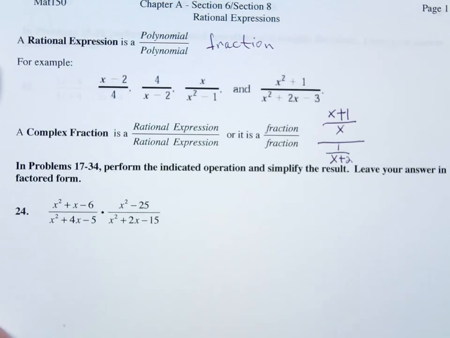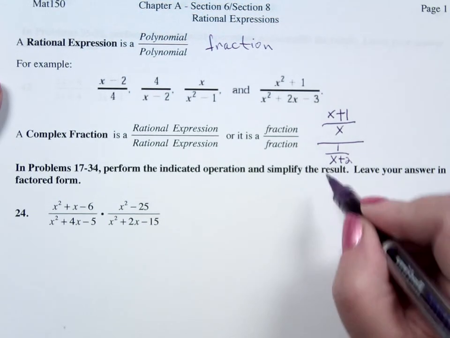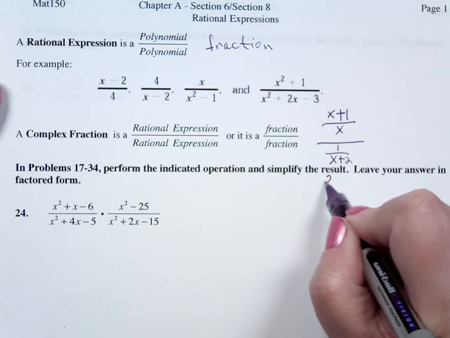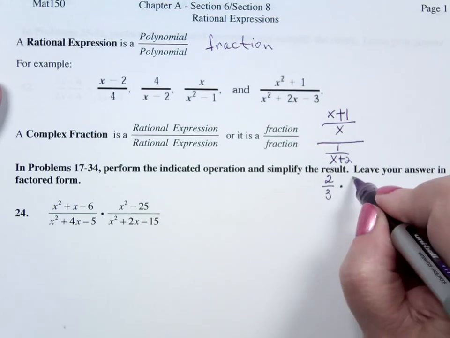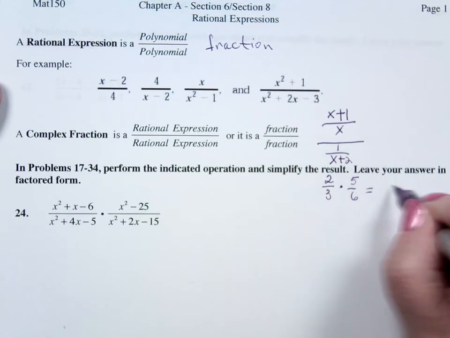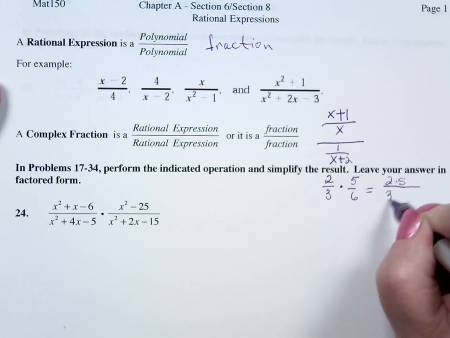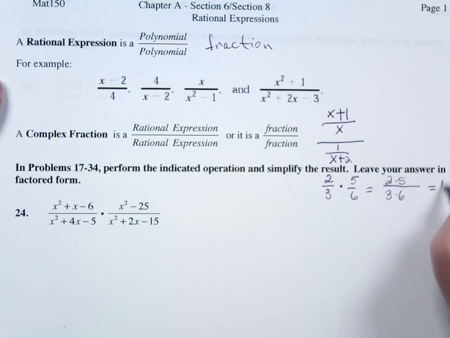So we're going to start off with just the simple ones in terms of multiplying fractions. If you remember, to multiply fractions, you would take something like 2/3 times maybe 5/6. If you multiply across, this becomes 2 times 5 over 3 times 6. You could reduce first if you wanted to. And this becomes 10 over 18.